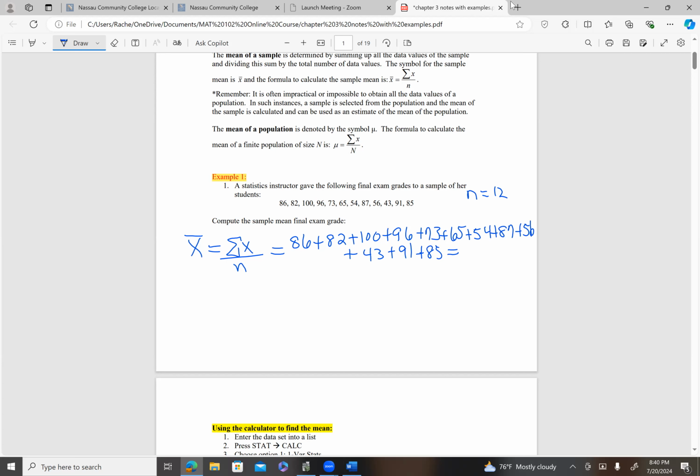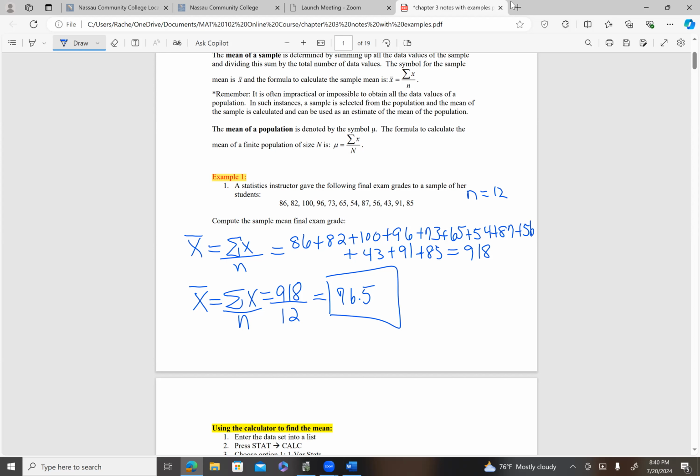So when you sum up those 12 data values, you should be getting 918. So the sum is 918. And now we have to divide that by the sample size n, which is 12. And now if you divide that out, 918 divided by 12 is going to be 76.5. And that's going to be the sample mean.